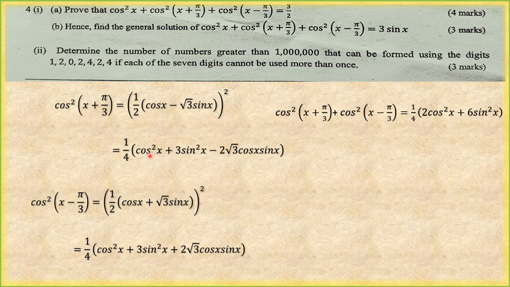We see in the inner brackets, we can have cosine square of x plus cosine square of x, giving us 2 cosine square of x. Then the sine part, 3 sine square of x.